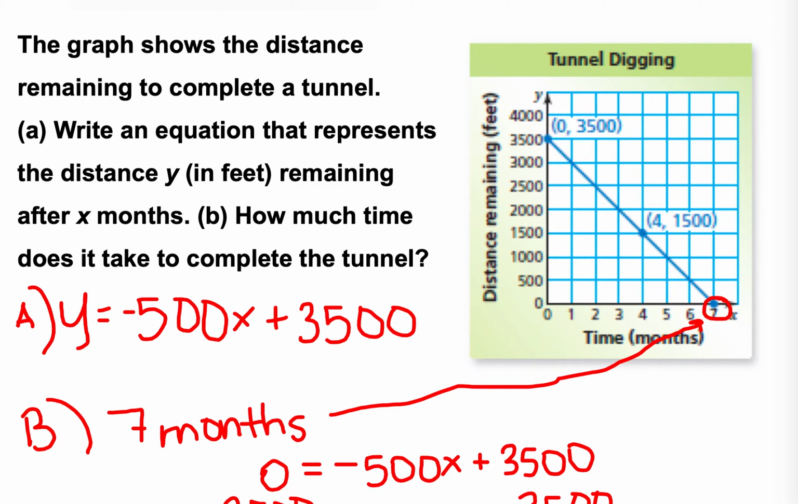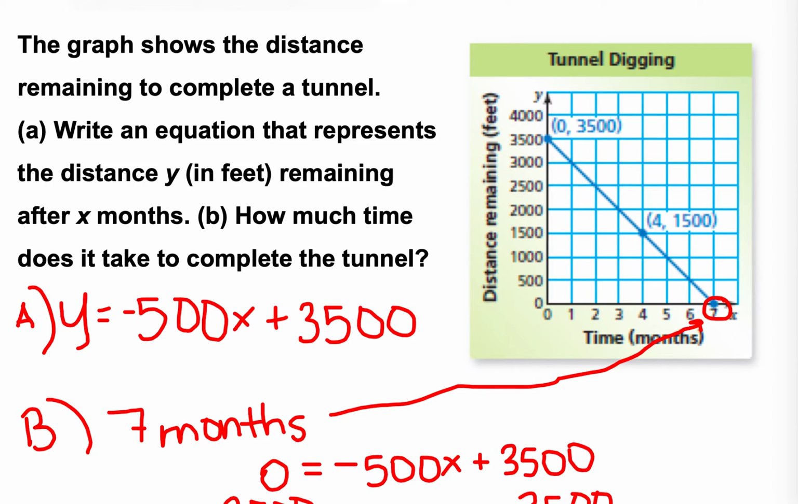All right, let's take a look at this story problem. It says the graph shows the distance remaining to complete a tunnel. A, write an equation that represents the distance y in feet remaining after x months, and B, how much time does it take to complete the tunnel? So they're asking us for two things. First thing we need to do is to write that equation in slope-intercept form.